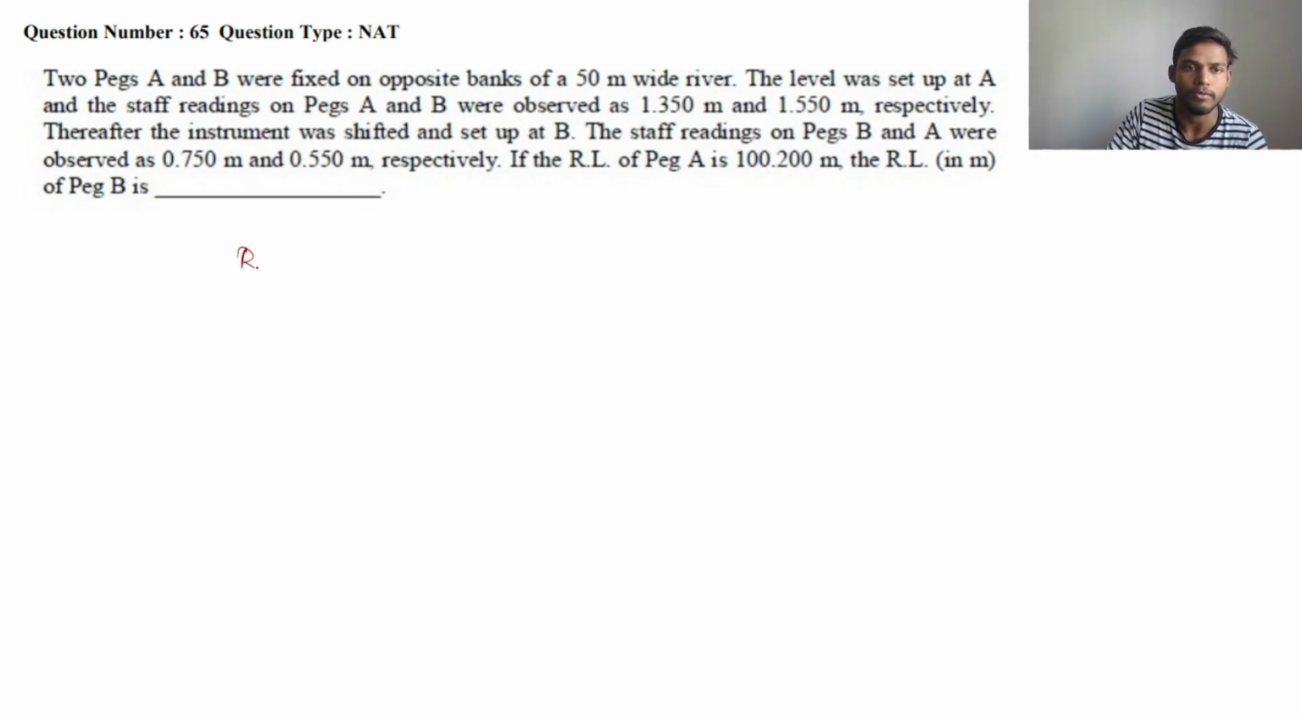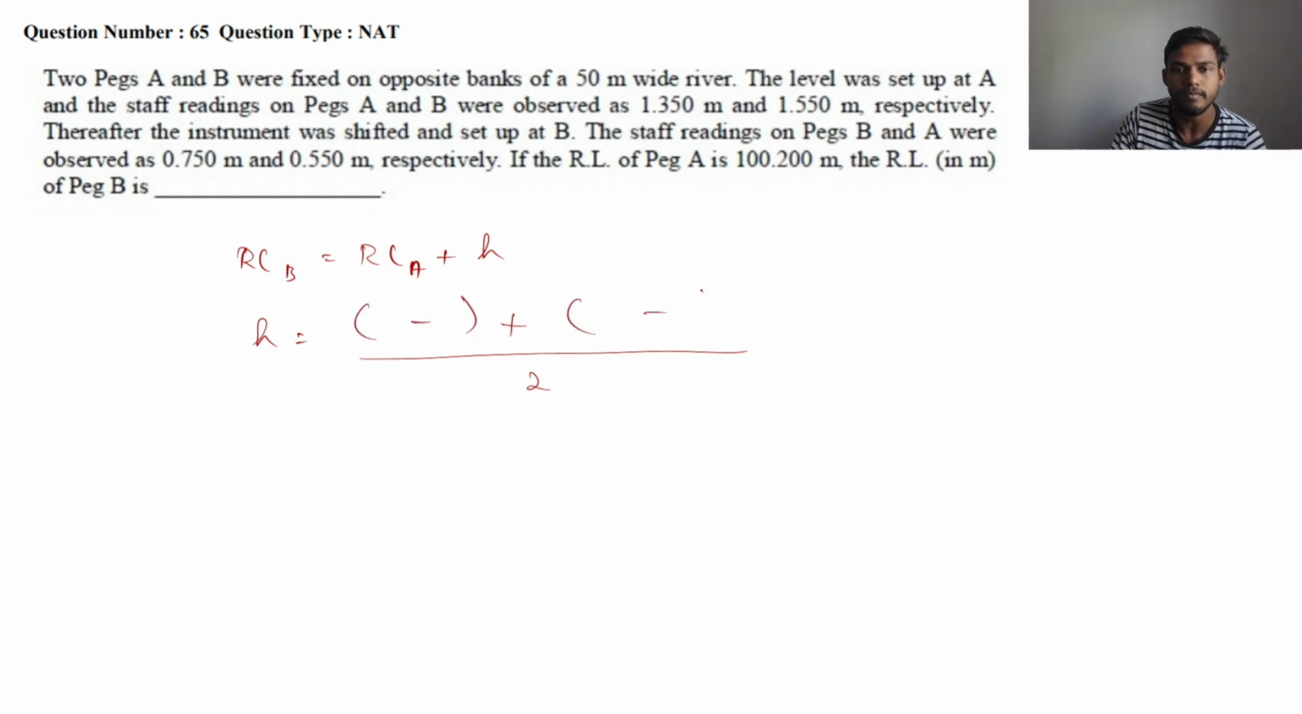So RL of B is equal to RL of A plus level difference. That is, H is equal to the level difference. So what is the formula for level difference? It is the average of the difference in staff readings. So we have staff readings here. First of all, the level was set up at A. What is the staff reading?